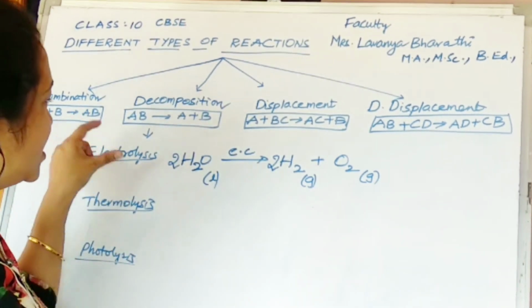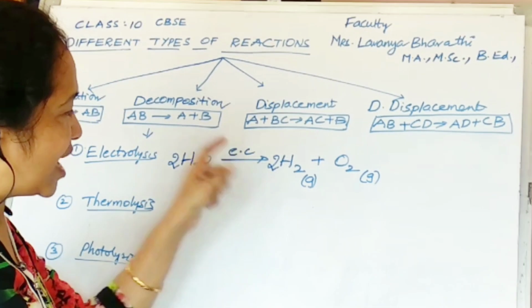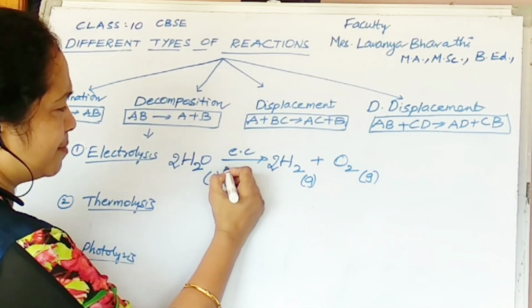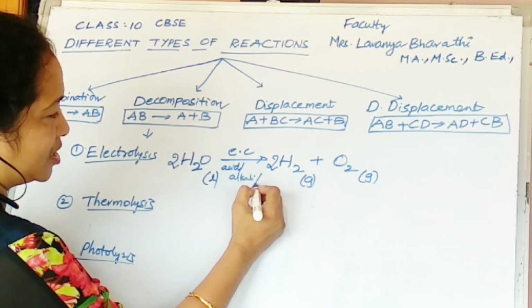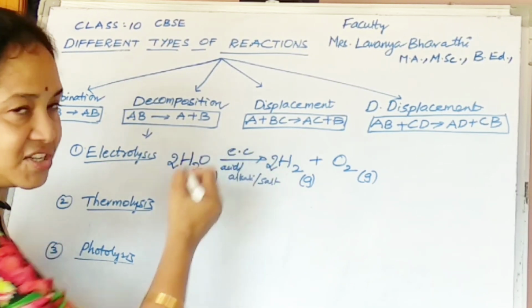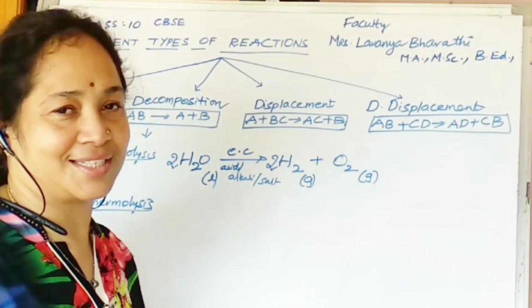Okay, so this particular decomposition reaction of the water molecule is done with the help of electric current in the presence of an acid or alkali or salt. These act as a catalyst to decompose that water molecule into hydrogen gas and oxygen gas.